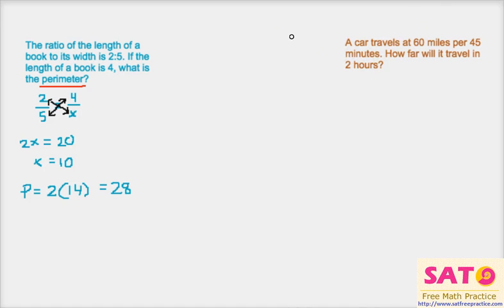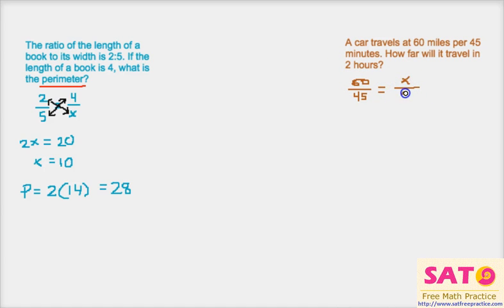A car travels at 60 miles per 45 minutes. How far will it travel in 2 hours? We have to create a proportion given the data we have. So let's set this up. 60 miles over 45 minutes. And this is equal to, since we don't have miles, we can write that as x. And for the denominator, we have 2 hours.